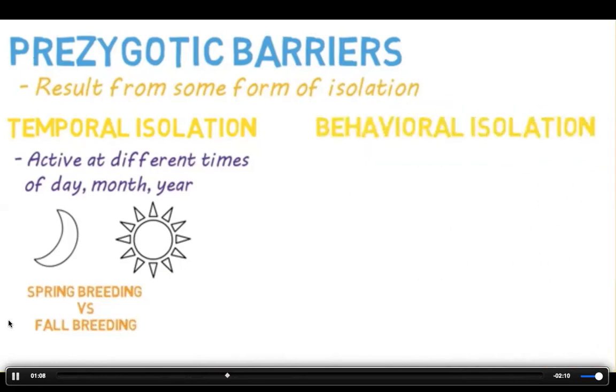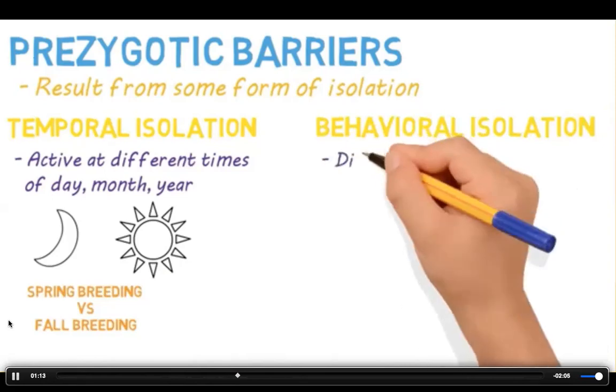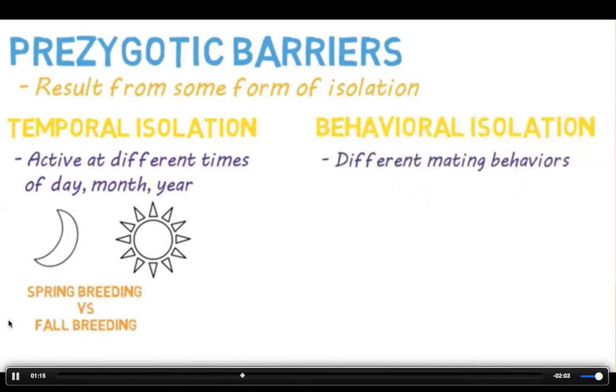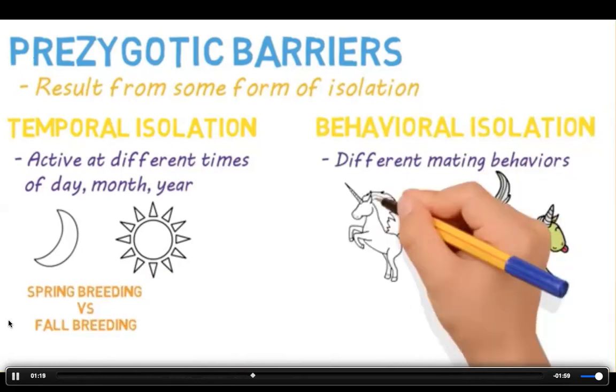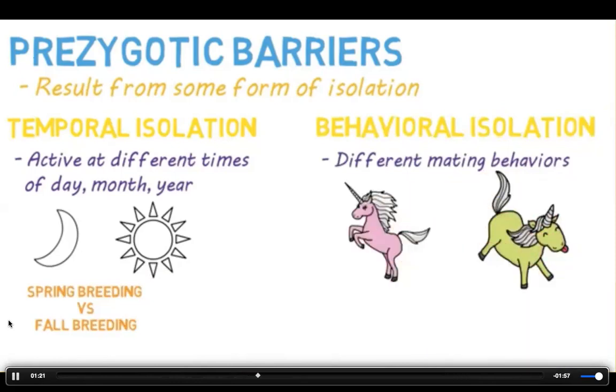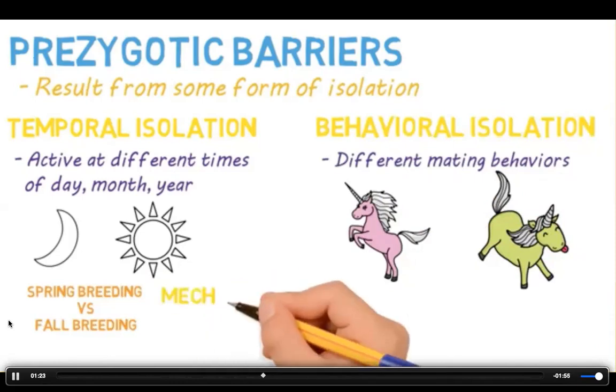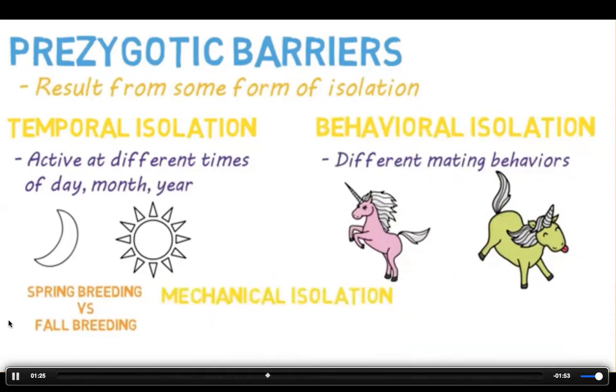Behavioral isolation is another. In this case, members of the same species behave differently, especially with their mating practices. So these members may have slightly different mating rituals that don't attract members of the other group, thus isolating who they mate with. Others include mechanical isolation, where some members physically can't mate with others, habitat isolation, where the habitat occupied by members of a species differs and thus breeding interactions differ, and gametic isolation, which occurs in aquatic animals.